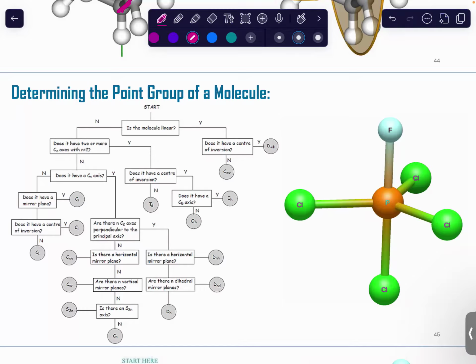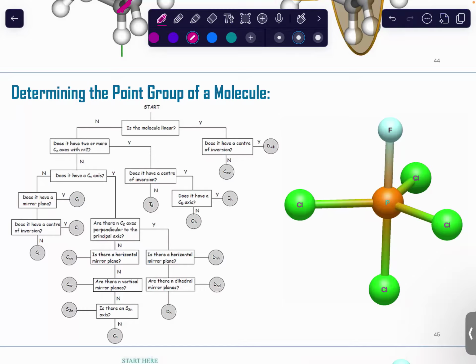No. Does it have two or more? Good. Okay. I don't think it does. It does not have more than two. It doesn't have two or more, right? Well, let's think about it. No, I don't think so. Does it have a CN axis? Yeah, so it doesn't have two or more, so that's a no.